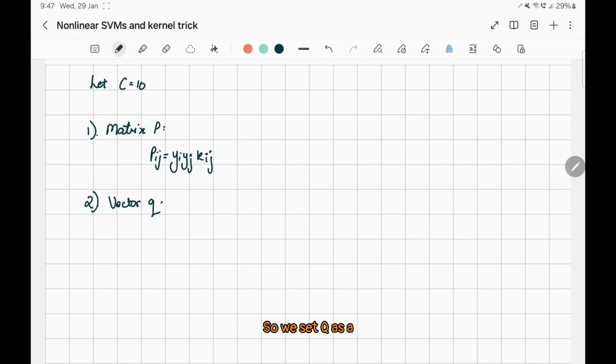So we set Q as a vector of minus 1 entries because our objective includes the summation of i equals 1 to 4 of alpha i, with a negative sign in the QP standard form. Okay, and we also construct matrix G and vector H.